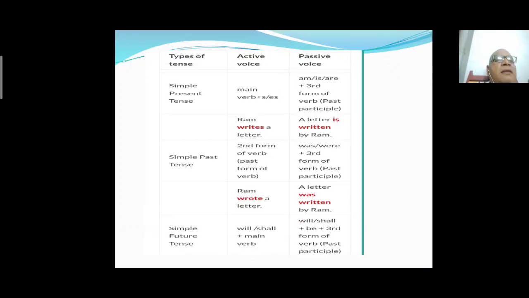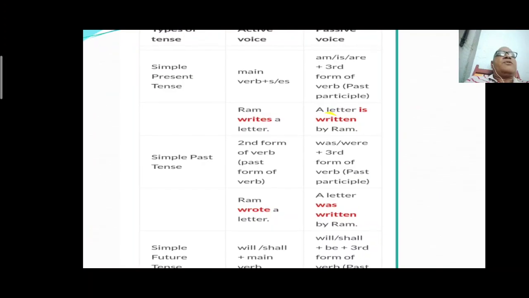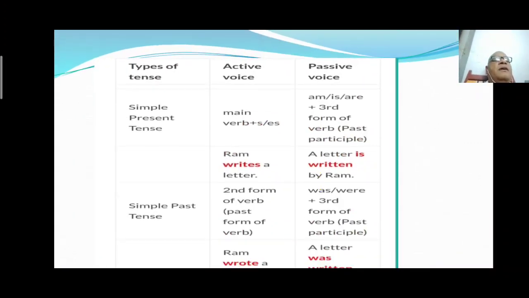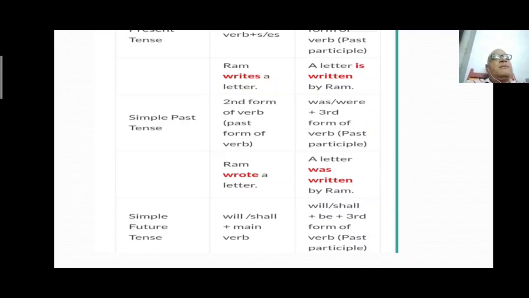Some of the tenses, if we change them from active voice to passive voice: here is given simple present tense. How simple present tense can be changed from active voice to passive voice. Example: Rama writes a letter. A letter is written by Rama. In the same way, simple past tense: Rama wrote a letter. A letter was written by Rama.